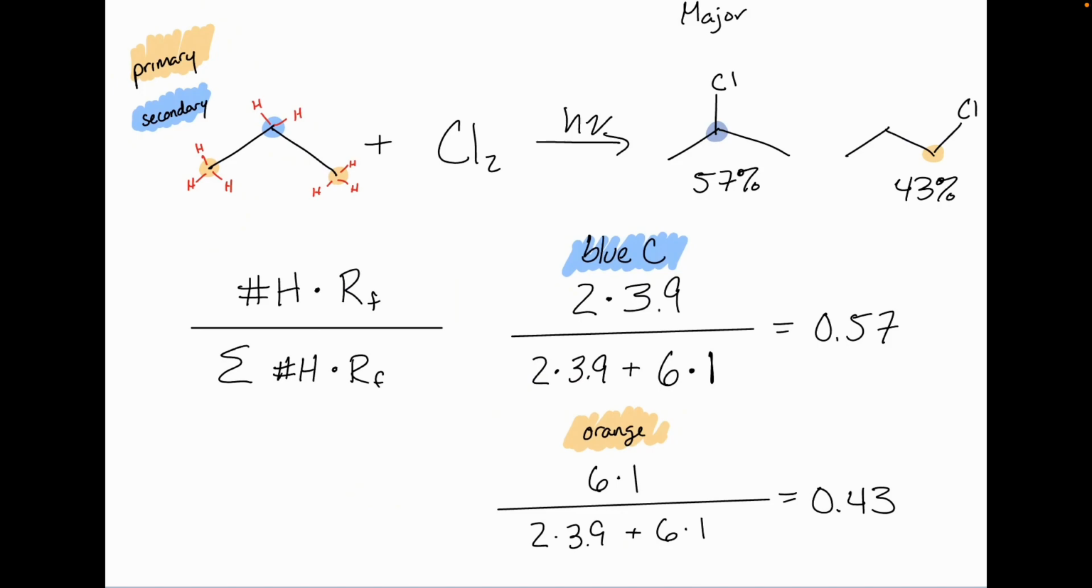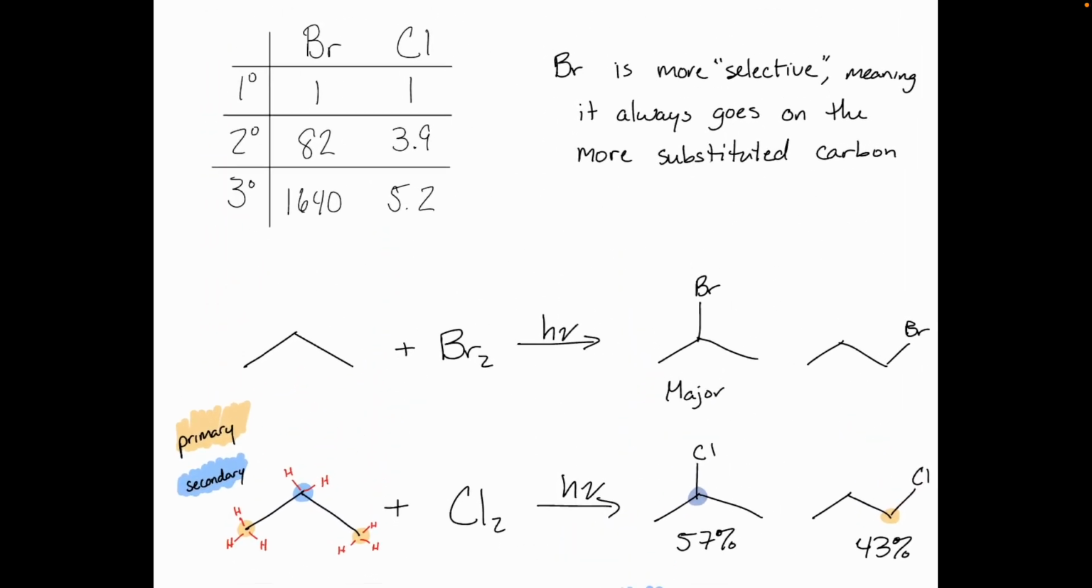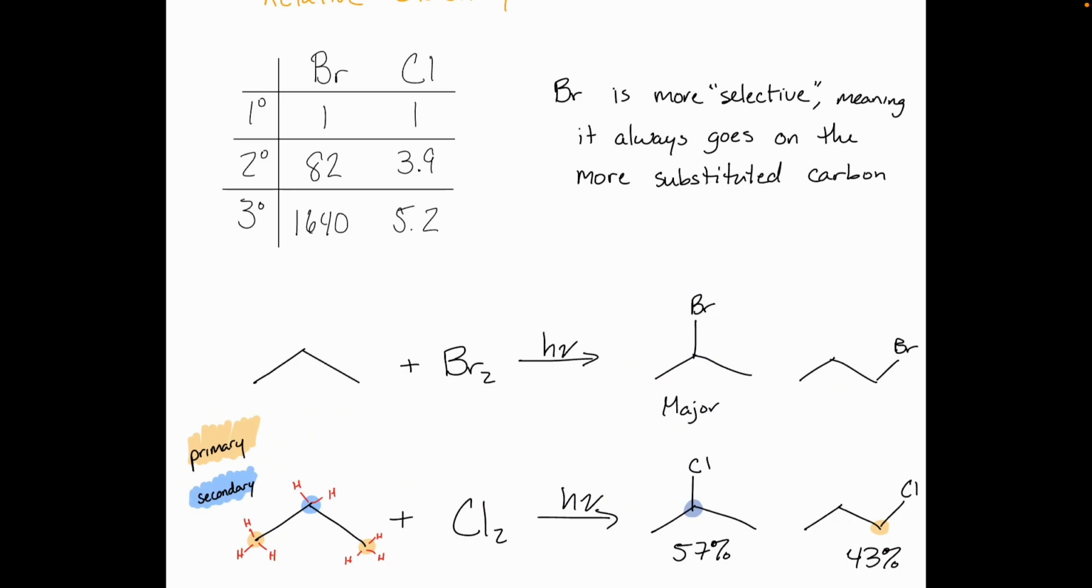Okay? But you see that we have to do the math, because there's still quite an appreciable amount of that primary product in there as well, right? And so it's not a given that the chlorine is going to go on the more highly substituted carbon all the time. Let's take these numbers again and do another example.